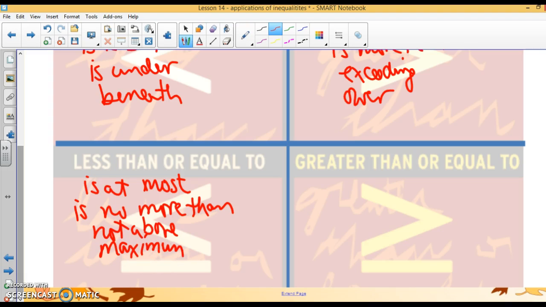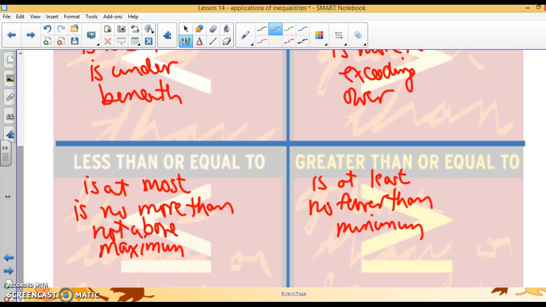Some words that mean greater than or equal to. Is at least. Again, this is the one that messes kids up, because they say at least would be less than. But think about it. If I said to you, you have to spend at least $10, isn't that more than 10 or the very bottom 10? So greater than or equal to 10. No fewer than. Minimum. All right.